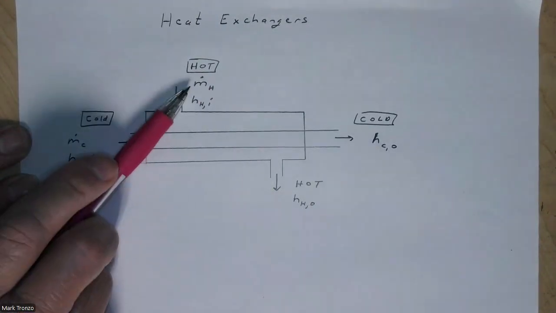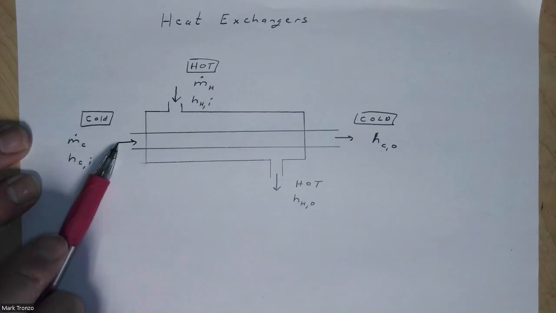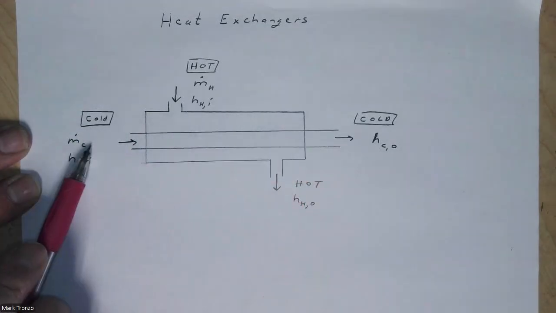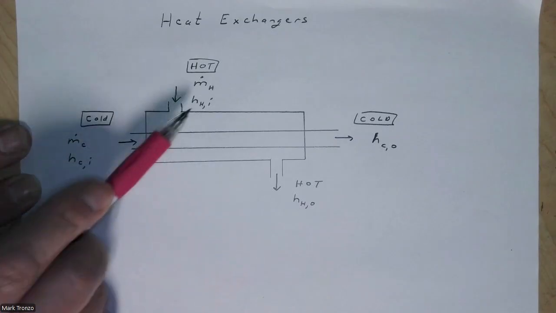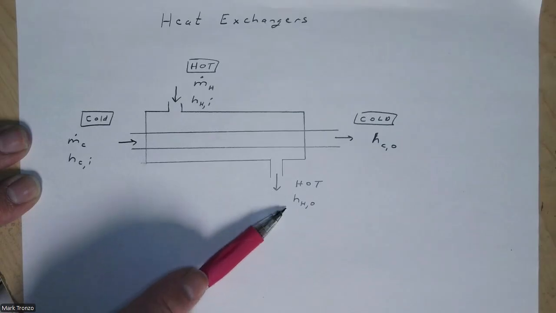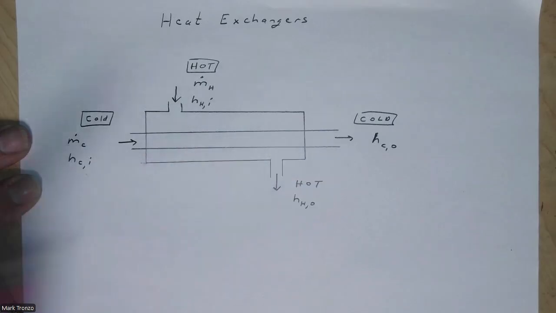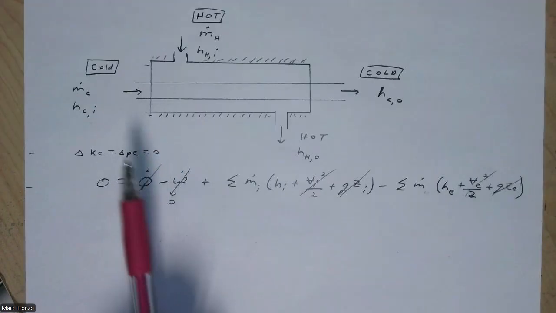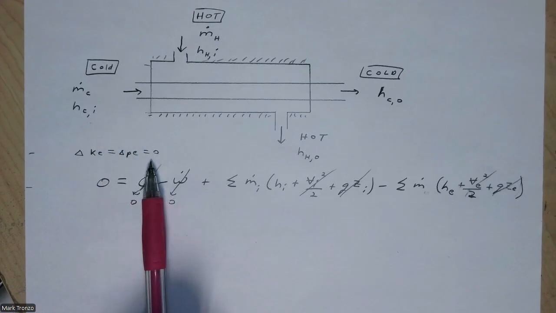So we need the flow rate of the hot fluid and the flow rate of the cold fluid. Again, the mass flow rate is going to be the same for in and out here, and the same for in and out here. Then we're going to need the enthalpy for the hot fluid in, the hot fluid out, the cold fluid in, and the cold fluid out. And we're going to assume there's no change in kinetic energy and no change in potential energy.